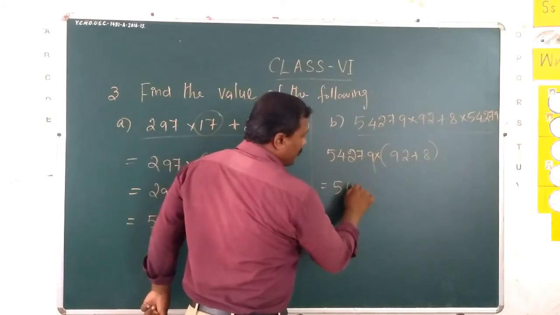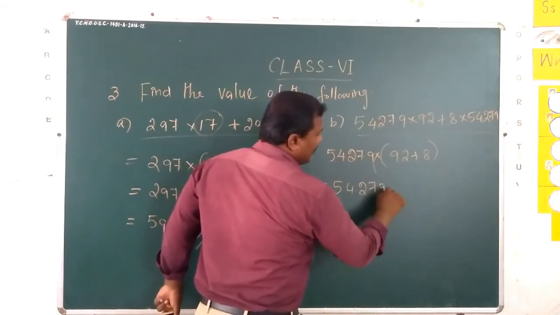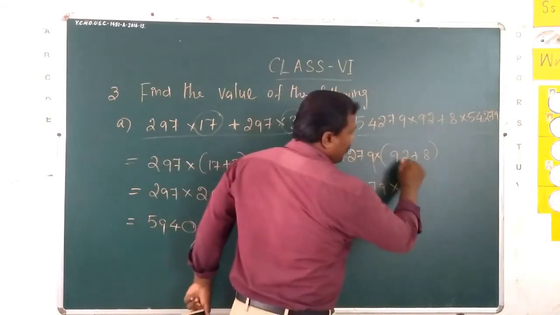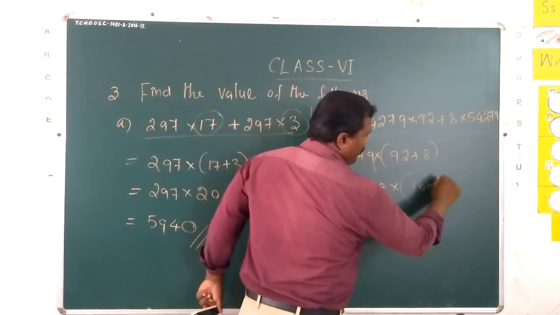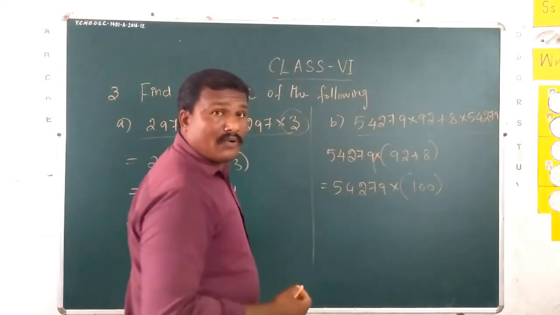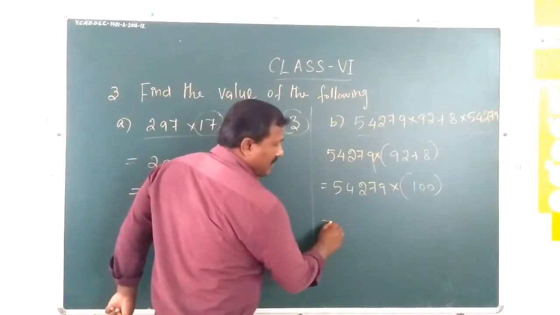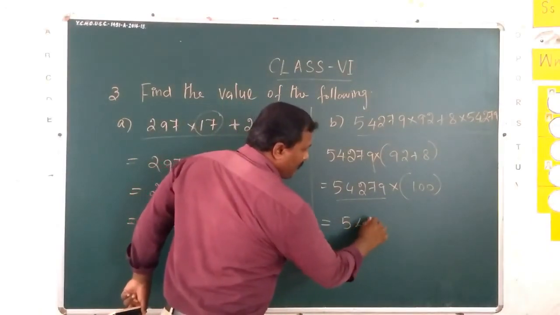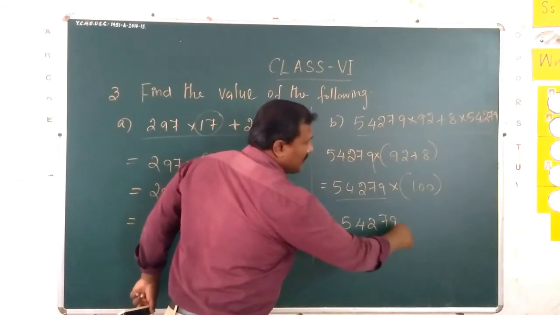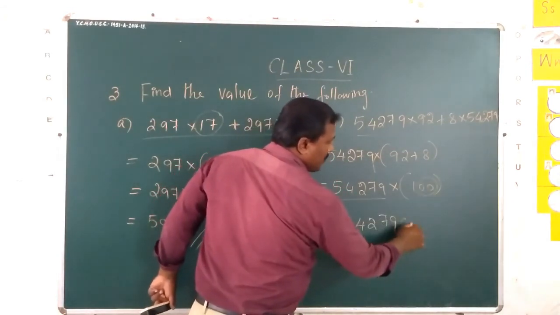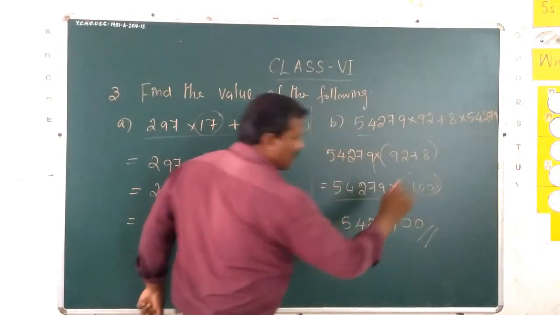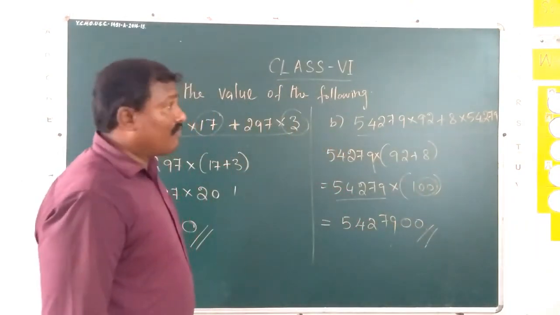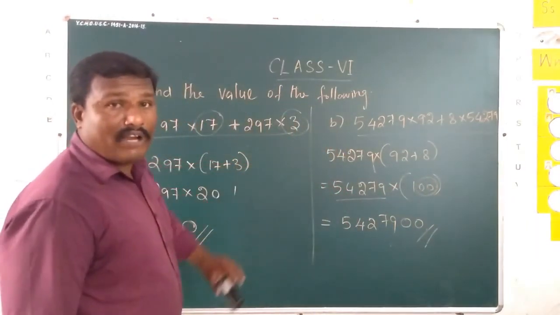So 54,279 multiply 92 plus 8, that is 100, no? Now no need to multiply. Why? Because I told you, you write all the numbers as it is, 54,279, then take 2 zeros. That's it. This is the answer. So easily we can find the value of the given expressions. Okay.